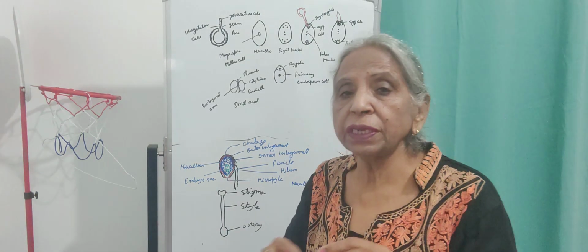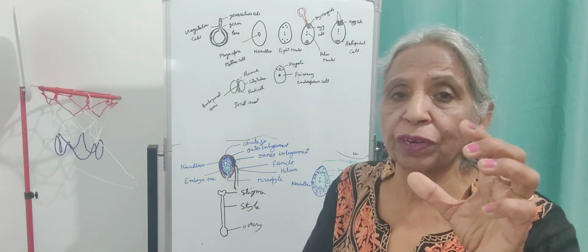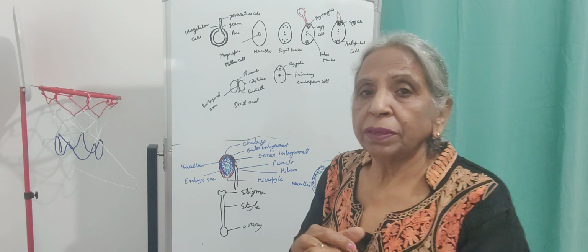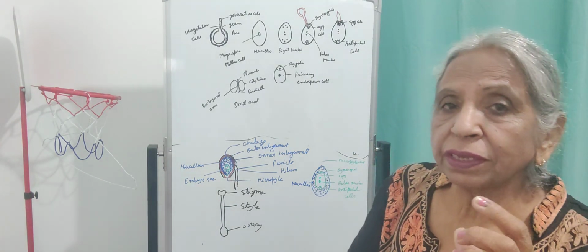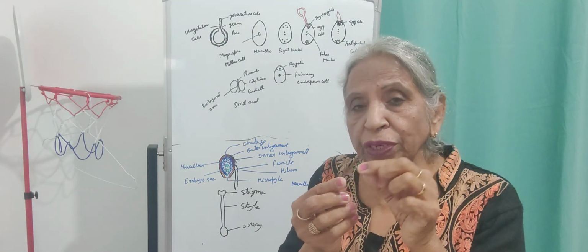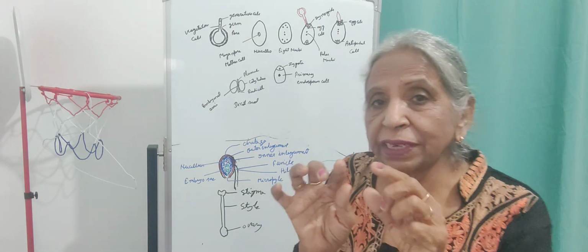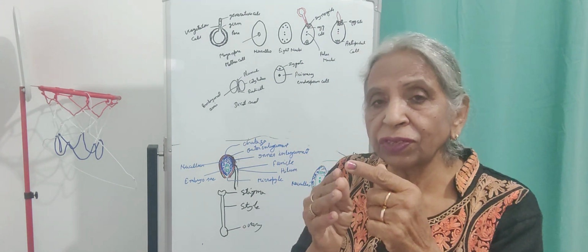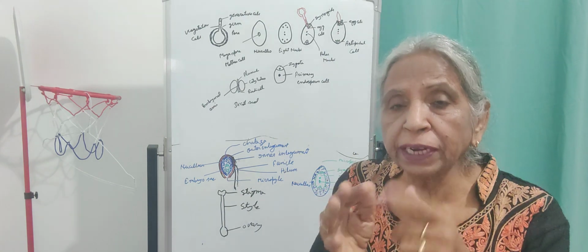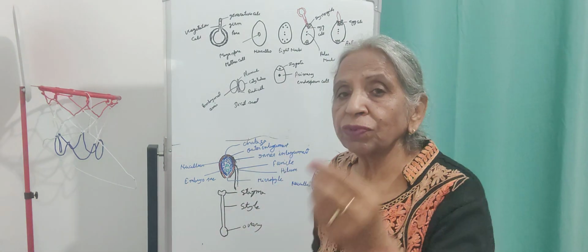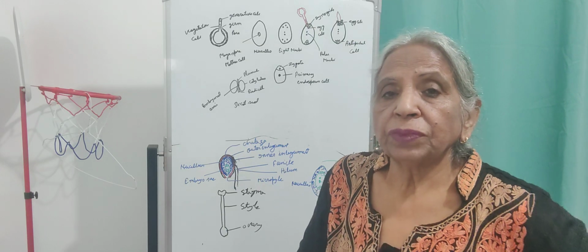And you know, in the seed of gram, Bengal gram, there is a pore at the pointed end, which is called the micropyle. And a structure like this is present, the hilum, from which it was attached to the funicle.